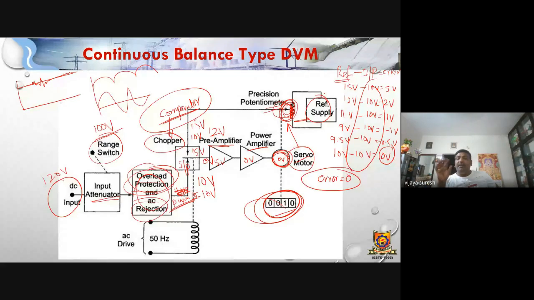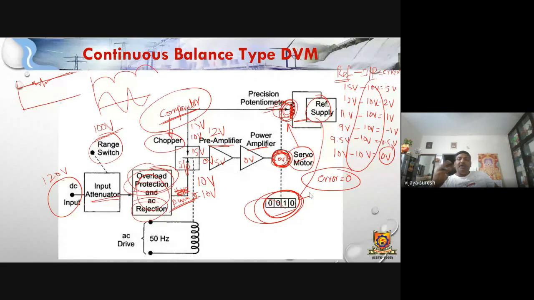Depending upon the error, if the error is 0, then the servo motor won't change any position of the potentiometer, so that the same voltage will be retained. So during this process, how much voltage can we get? Whenever we are getting zero error, the reference voltage is displayed on the display unit, because the reference voltage is a known value and the input voltage is an unknown value.